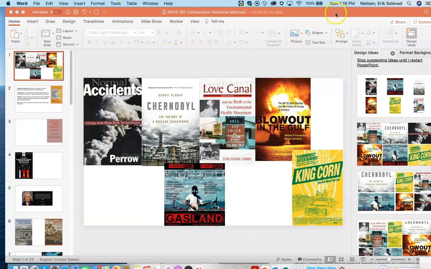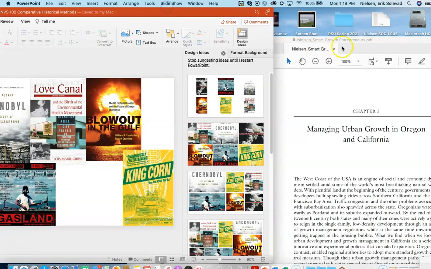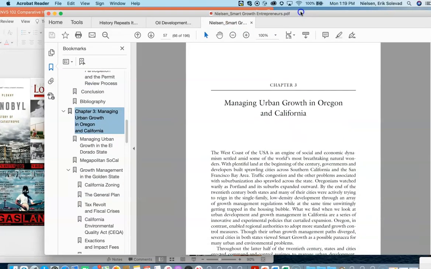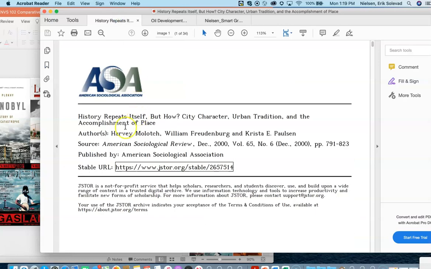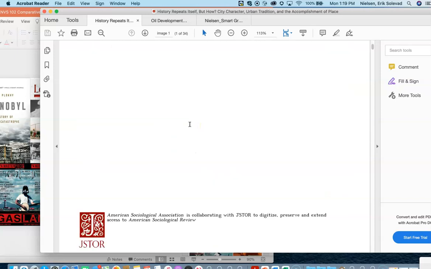Okay, so looking at comparative historical methods, first I wanted to show you, I'll be posting this. This is that article I discussed in class, History Repeats Itself, But How? City Character, Urban Tradition, and the Accomplishments of Place.